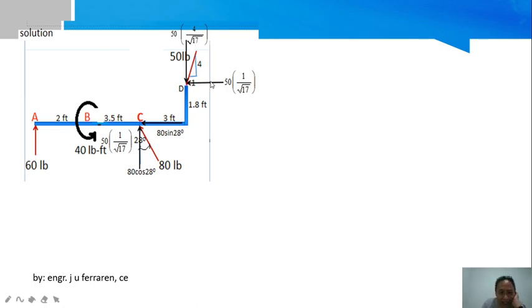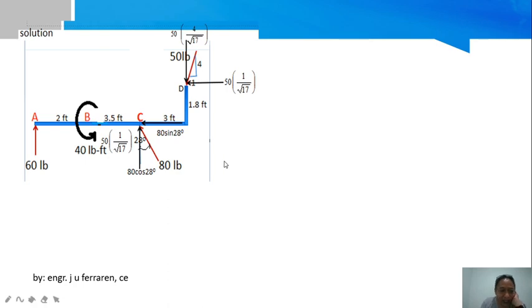In similar manner, if I have to go with the horizontal, this horizontal is parallel to 1. So, it should be 1 over square root of 17. Earlier, the vertical is parallel to 4. That is why I have 4 over square root of 17. So, the horizontal is 50 times 1 over square root of 17.